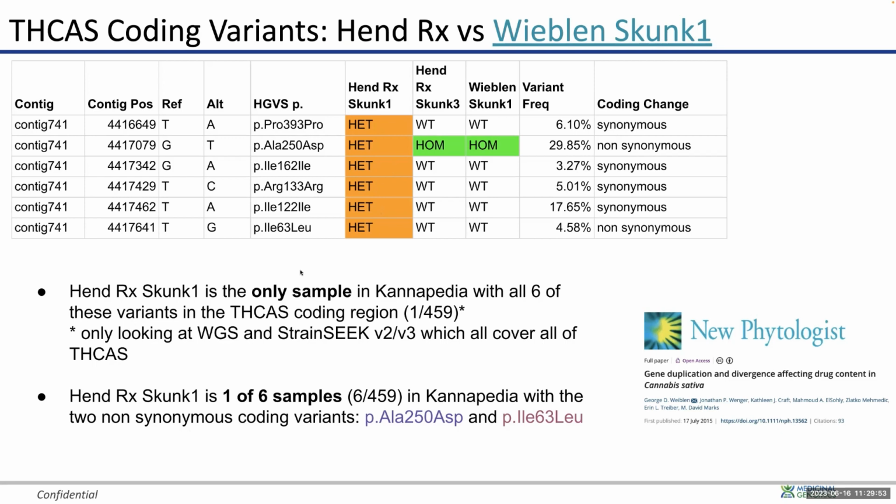And there's a couple of other points of interest that I think you'll be interested in. The Hendrx Skunk 1 is the only sample in Canopedia. Out of 459 samples that I looked at that are whole genome sequencing or strain-seq sequencing, I took only the samples which cover the whole THC synthase gene. Out of all of these 459, there's only one sample in Canopedia that has these 6 variants in it, and it is the Hendrx Skunk 1. The other fact that you might be interested in: 4 of these variants are non-synonymous, and I looked at the 2 non-synonymous variants. Out of those, there's only 6 samples in Canopedia that have the 2 non-synonymous variants. So that's another fact of interest that gives you a sense of how unique these strains are.